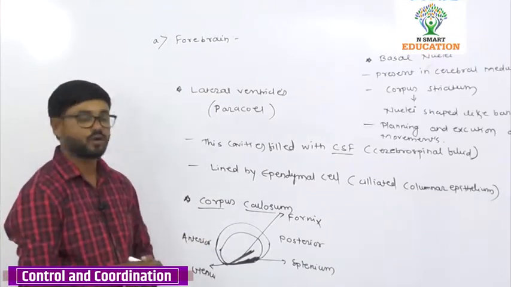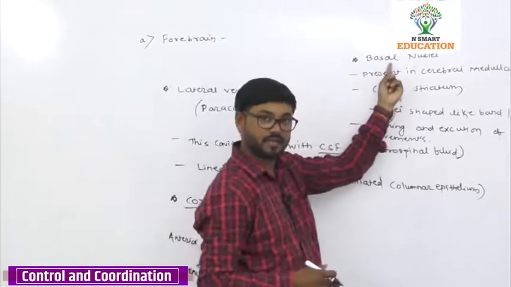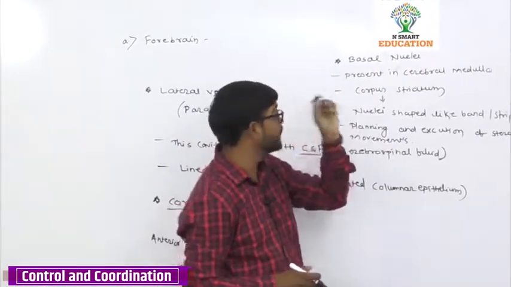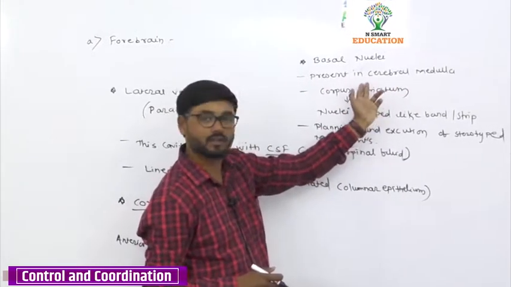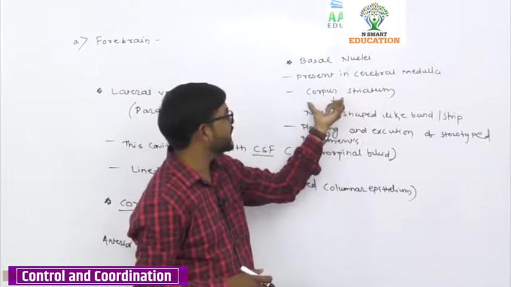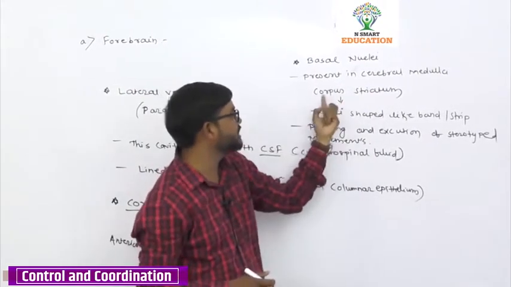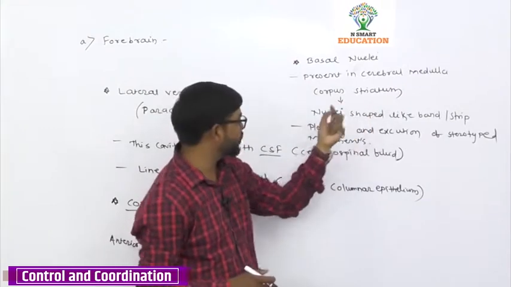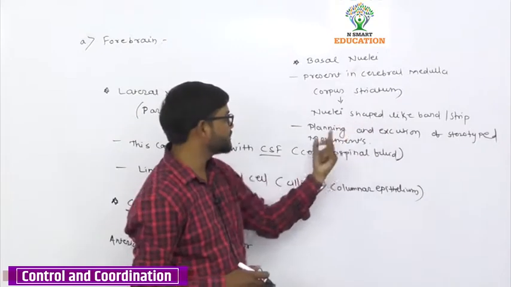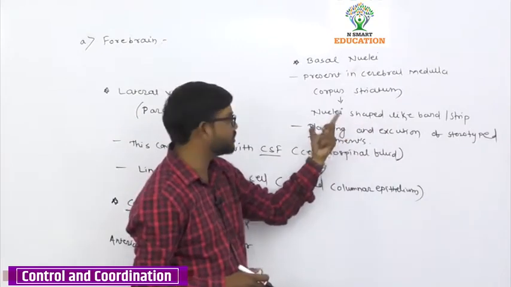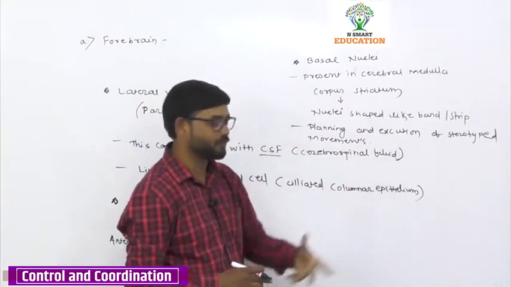After the corpus callosum, there are the basal nuclei. Basal nuclei are also present in the cerebral medulla of the cerebral hemisphere. That means one of the basal nuclei present is called the corpus striatum, nuclei shaped like a band or a strip. What exactly is the function of the corpus striatum? Planning and execution of stereotyped movements.